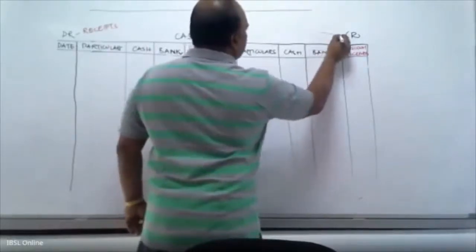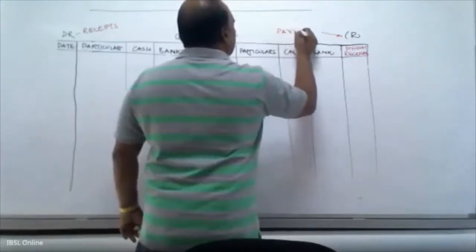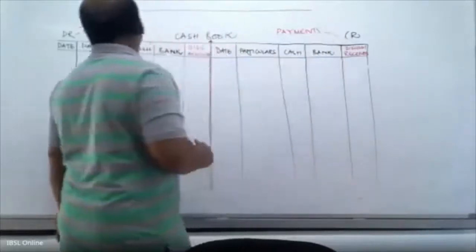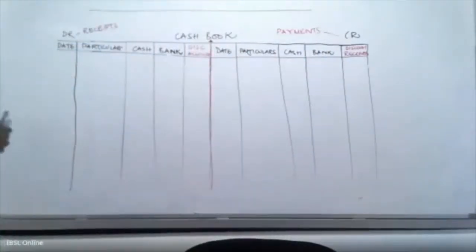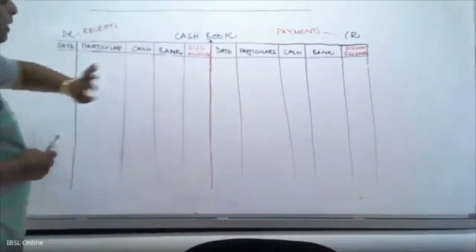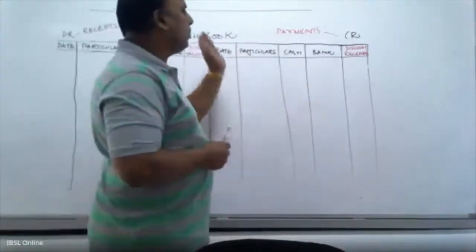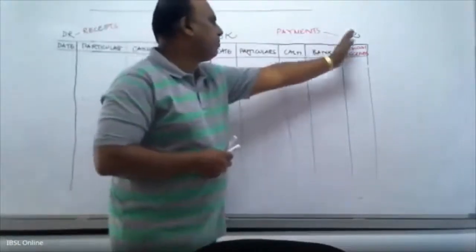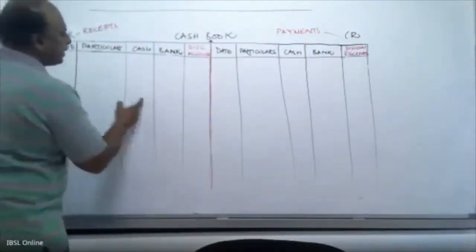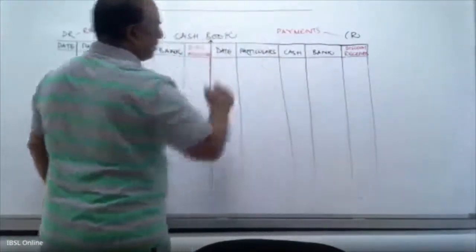Again, this relates to all payments. You see? All payments. So all receipts of your business, whether it is in the cash form or into your bank, are recorded on the left side. All payments relating to your business in cash or in bank form are recorded on the right side. What are the columns? Date, particulars, cash, bank, discount allowed. Date, particulars, cash, bank, discount.